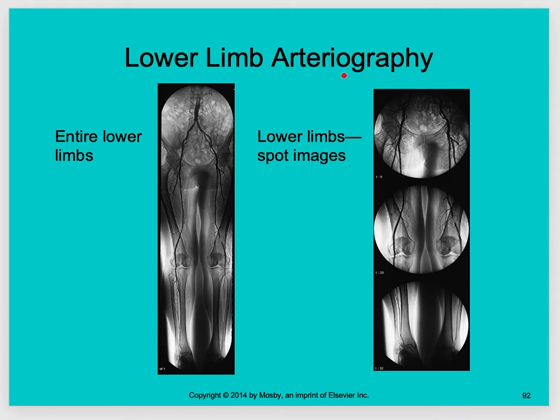Lower limb arteriography, so the entire lower limbs, and then lower limb spot images, so you're just spotting at the pelvis, at the knee, and then down by the ankle. This is a complete lower limb, so this is basically the three images, either the three images fused together or just an exam that's going to visualize from top to bottom, stitching those images together.